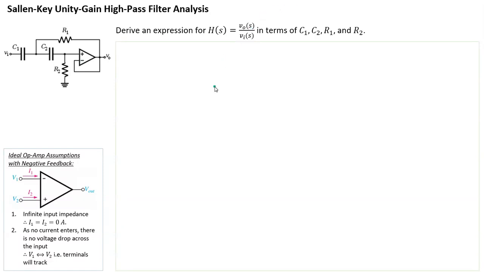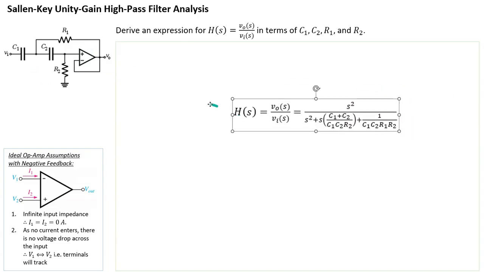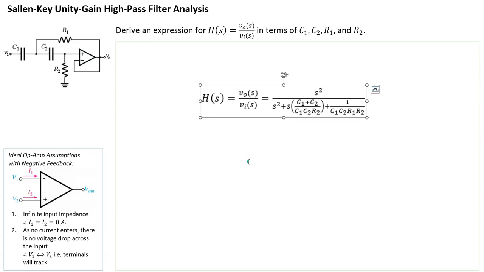Hi, I'm going to show you how to analyze this circuit, which is a Sallen-Key unity gain high pass filter, using only Ohm's law, KCL, KVL, the unique properties of a negative feedback op amp, and a whole bunch of algebra. So we're going to derive the transfer function H(s), which is Vout over Vin. The answer will be in terms of R1, R2, C1, and C2. And when we're done, the transfer function is going to look something like this.